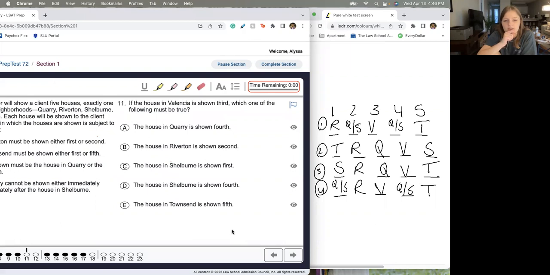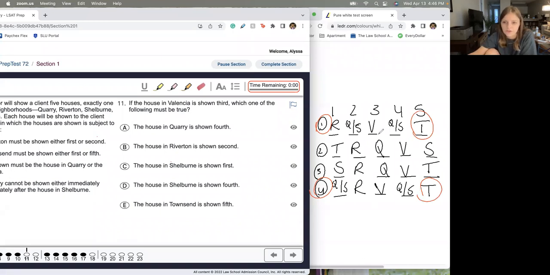Next one says, if a house in V is shown 3rd, which one of the following must be true? So I'm going to look at my worlds and see which ones that's happening in. So we have V in 3 and 1, V in 3 and 4. Which one of the following must be true? I'm going to try to predict this one if possible. See which ones, what it has to be similar in all of them. I'm seeing T. T is pretty consistent.